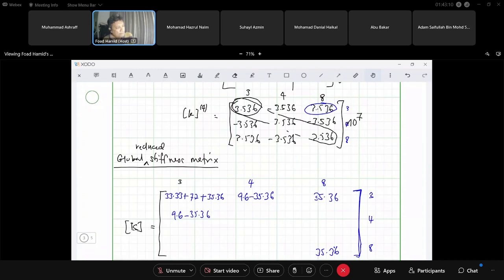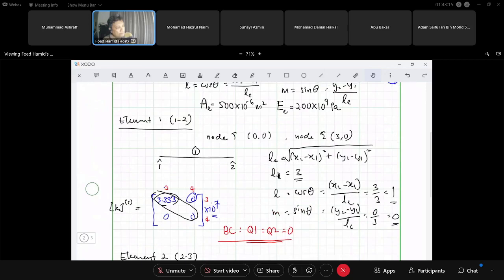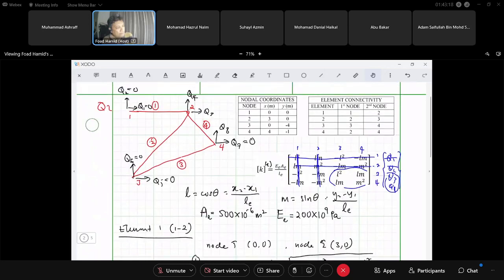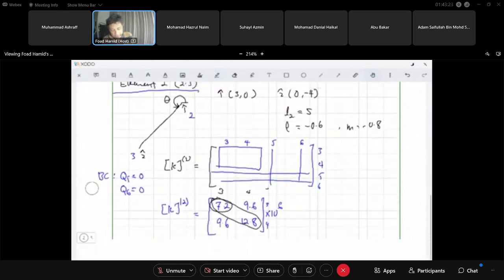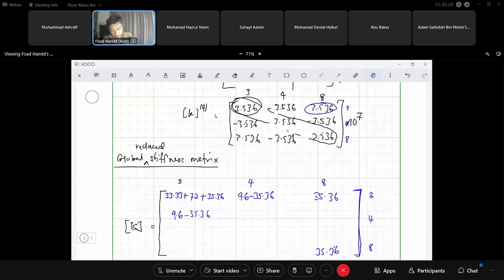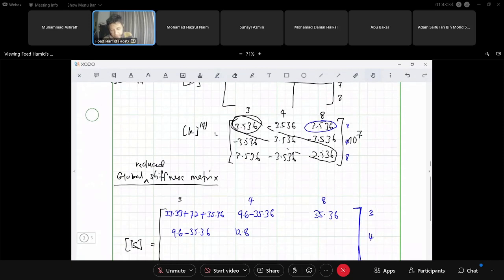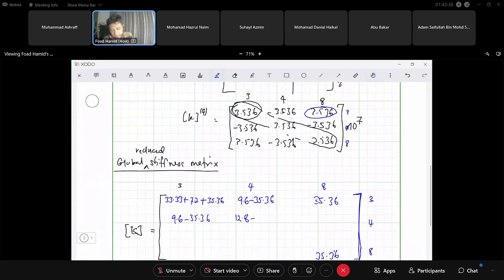Now with 4 and 4, and let's look at node 4 here. Global node 4 here, 4. Okay, 1, 2, and 4. So 4 and 4. 4 and 4 for element 1 is 0, nothing. This one is 12.8 for element number 2. And then for element 4, 4 and 4 is plus 35.36. And then 4 and 8 is minus 35.36.